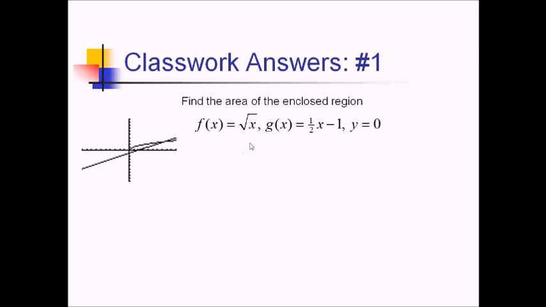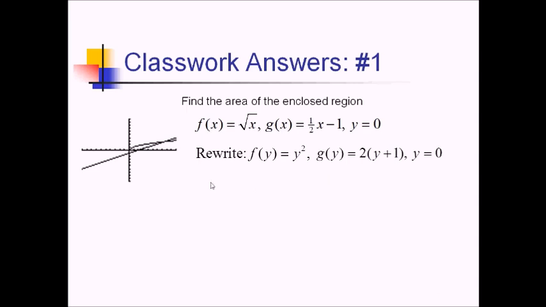So I'm just going to convert all of these to functions of y now. This first one, I can turn this into x equals y squared, or f of y equals y squared. For this next one, I'm going to add 1 to the other side and multiply by 2. So I'm going to have y plus 1 quantity multiplied by 2. That's what g of y is going to equal. And I still, of course, have my horizontal line at y equals 0.